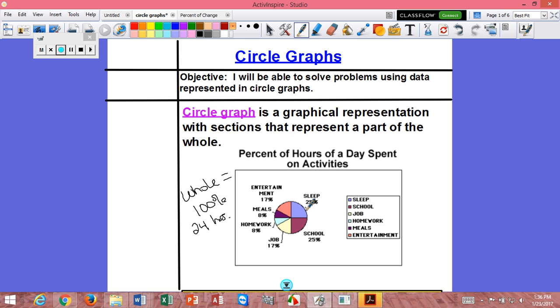Notice that each section has a label, and each label has a percentage with it. So this person spends 8% of their time eating meals, 8% doing homework, 17% at their job, etc. And you could use that information to figure out exactly how many hours they are at their job, how many hours they are at school, things like that.